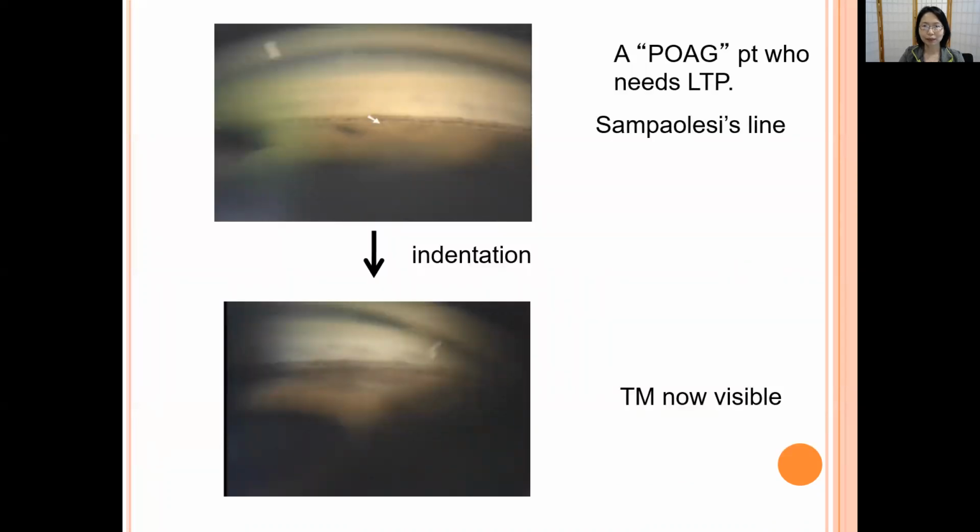And here's an example of a patient who happened to have a Sampaolesi's line, and with indentation you can see here's the actual trabecular meshwork, here's the scleral spur, and here's the ciliary body band. And this line above, like I mentioned earlier, is known as Sampaolesi's line, or the non-pigmented TM getting pigment.